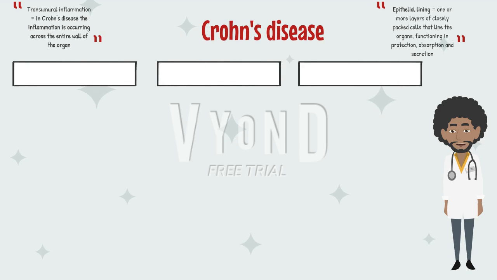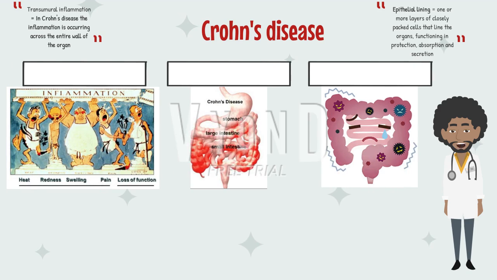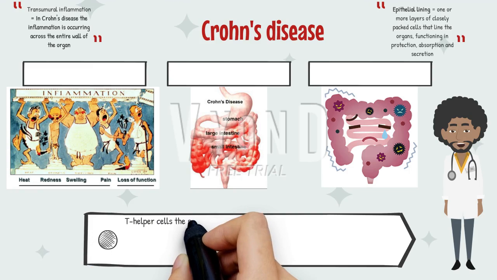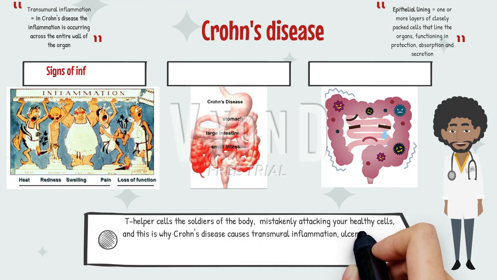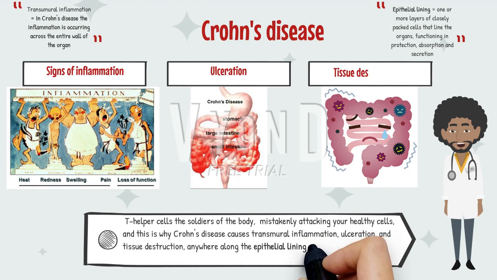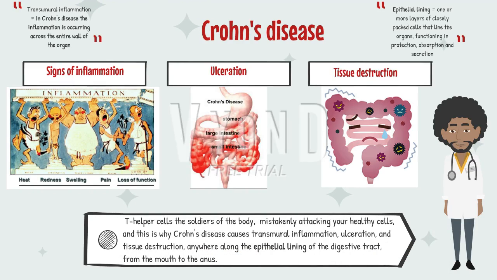This inability to differentiate between an invader and self results in your body's T helper cells, the soldiers of the body, mistakenly attacking your healthy cells. And this is why Crohn's disease causes transmural inflammation, ulceration, and tissue destruction anywhere along the epithelial lining of the digestive tract, from the mouth to the anus.